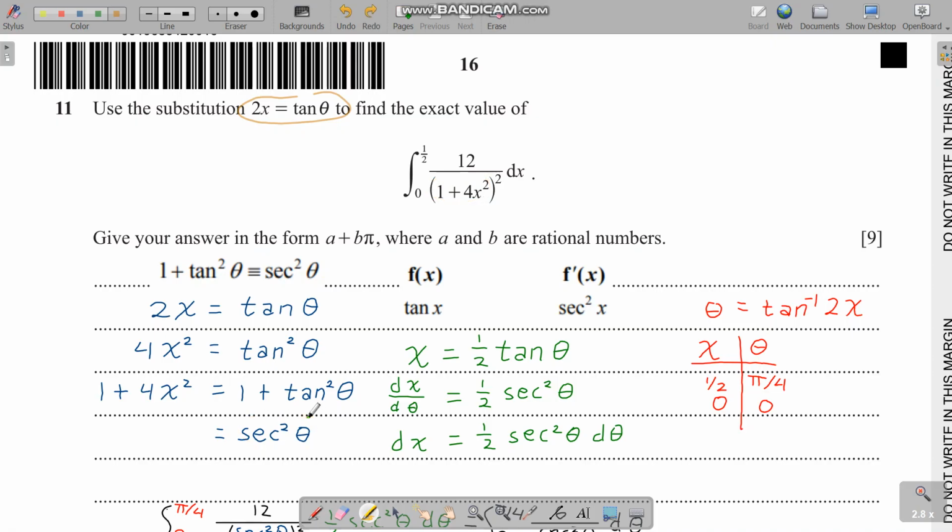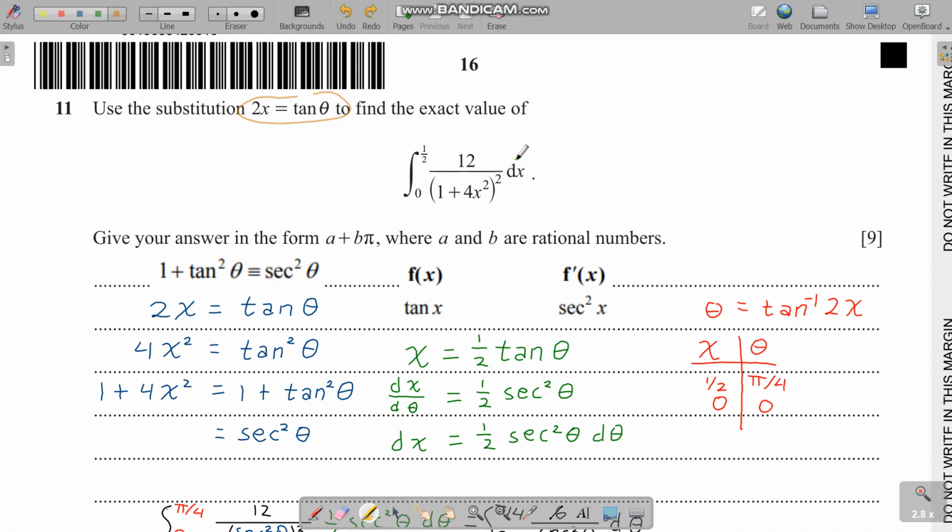And now if we divide both sides by 2, we get x equals 1/2 tangent theta. And if we find dx d theta, that is the derivative of 1/2 tangent theta with respect to theta. So we get the derivative of tangent is secant squared, so 1/2 secant squared theta. So this means we can replace the dx with 1/2 secant squared theta d theta.